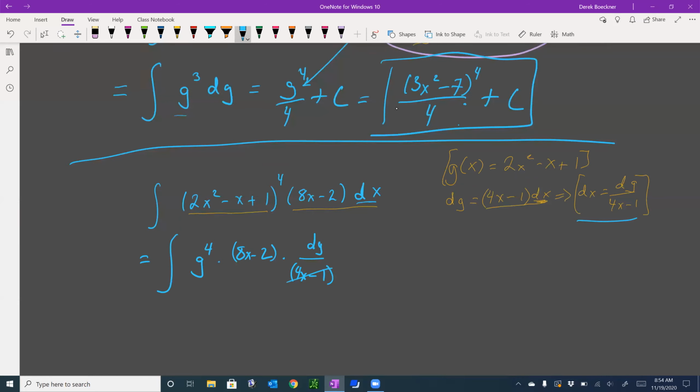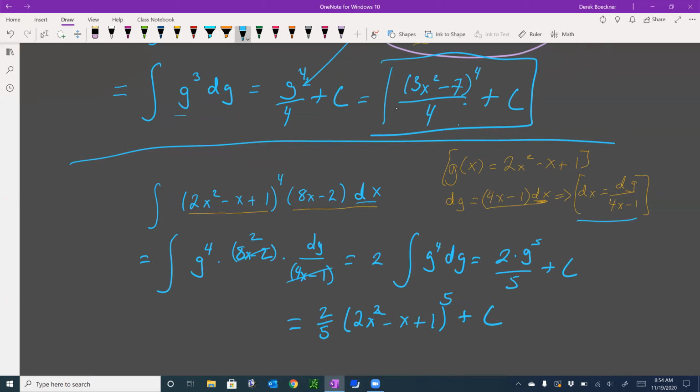Okay. These cancel and give me a 2 up here. This is going to be 2 times the integral of g to the 4th dg, which is 2 times g to the 5th over 5 plus a constant, which in terms of x is 2/5 of (2x squared minus x plus 1) to the 5th and a constant.